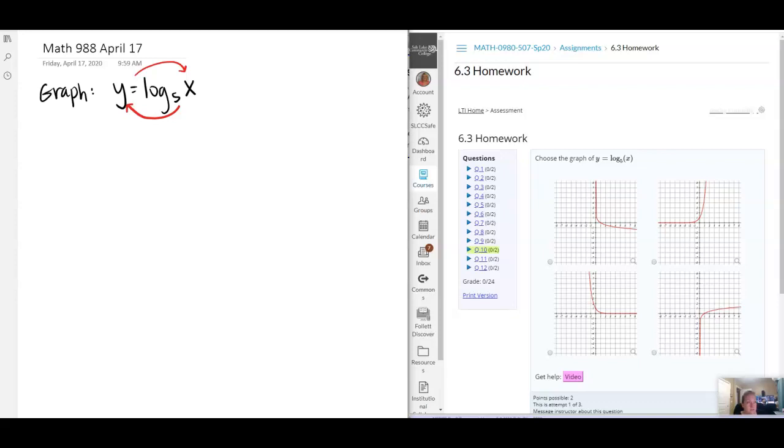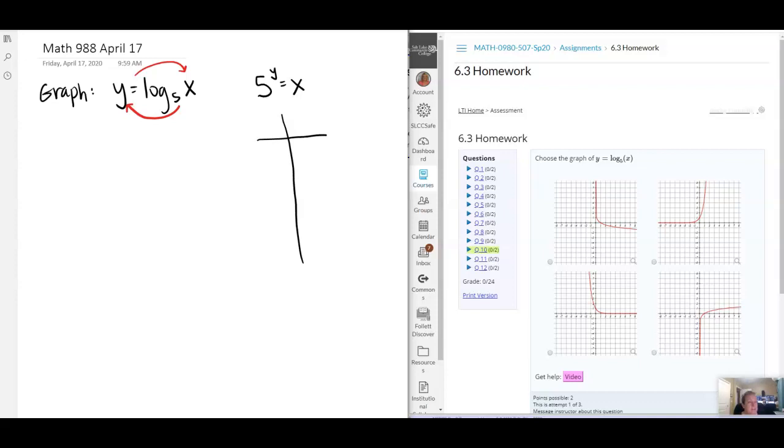Remember that when you're finding the log of something, so log base 5 of x equals y, this y that you're trying to find is the exponent. That's what you're always trying to find with logs: what is it being raised to? So if I rewrite that, I'm going to have 5 to the y power equals x. And now I'm going to use this to help me make my table of values, and then graph it from there.